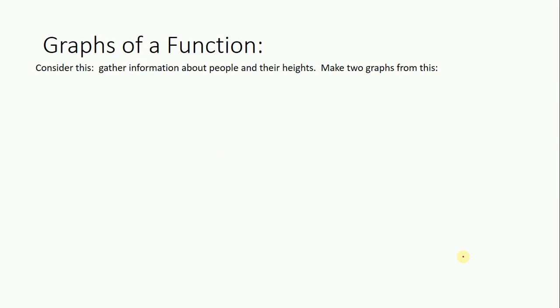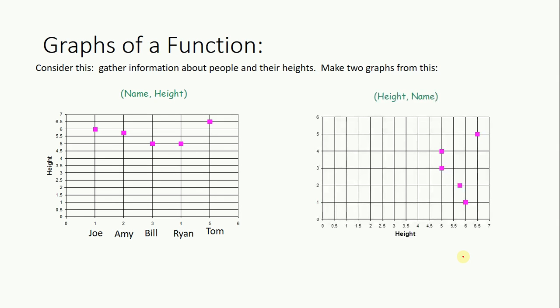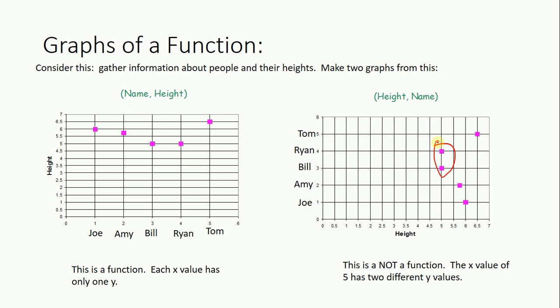Now, graphs of functions. So let's consider this. We're going to gather some information about people and their heights. And we're going to make some graphs. So I make 2 graphs from this. I have the name to their height, and then I also have the height to their name. So notice, guys, how on the left I have a function. Each x value has only one y value. Notice, guys, I'm only hitting it once. Look here, though. Each x value, 5, look how there's 2 y values. That is not a function. X has 2 different y values. That's the broken pop machine.